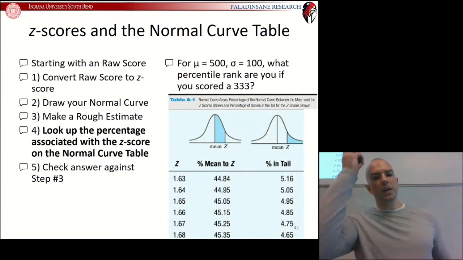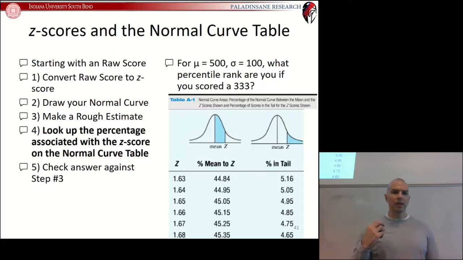Next thing we do is we look up the percentage associated with the z-score on the normal curve table. So remember that we wanted minus 1.67. Our unit normal distribution table does not have minuses. So what we do is we just mirror flip it, and that's the area that we want. That's the area that we're trying to look up.